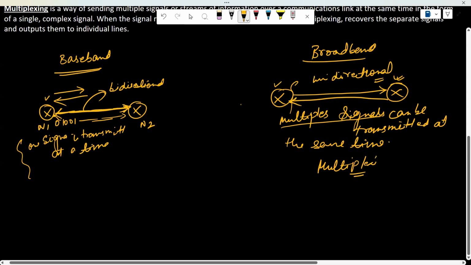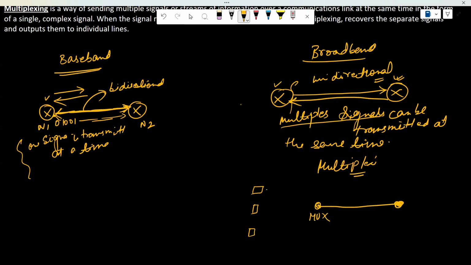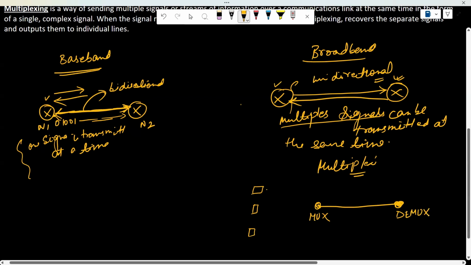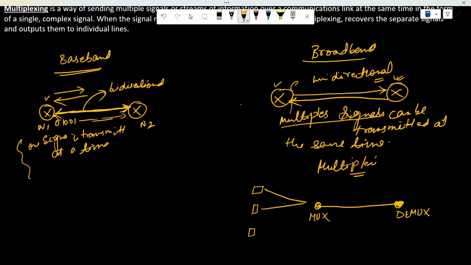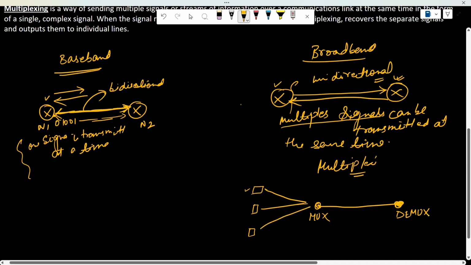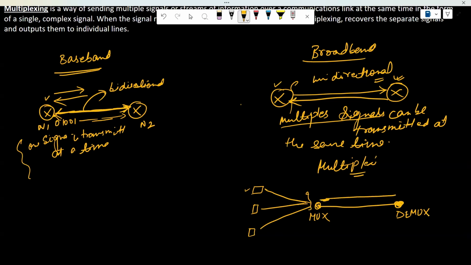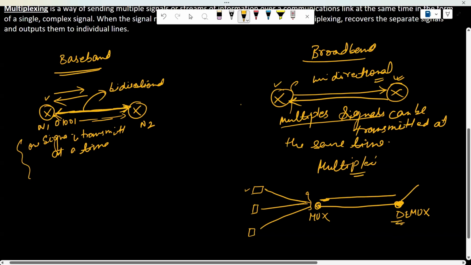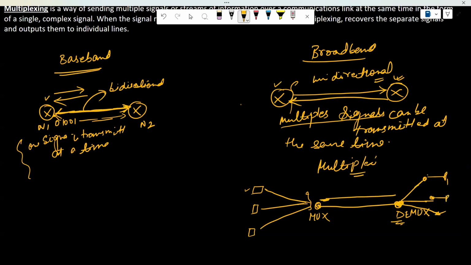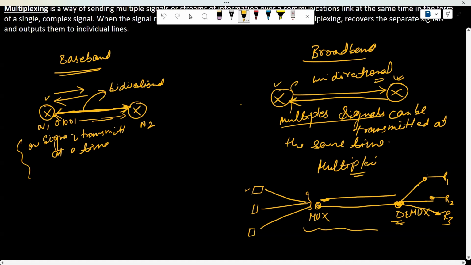And multiplexing technique means there are multiple nodes who want to send the data through one single communication link. If this is the case, then there must be a mux at the starting point and demux at the ending point. Every node will send a signal to this mux, and the mux will combine all the signals into one and send it to the receiver. At the receiver end there is a demux which will bring the received signal back into its original form and send it to the respective receiver. So this method is called multiplexing.